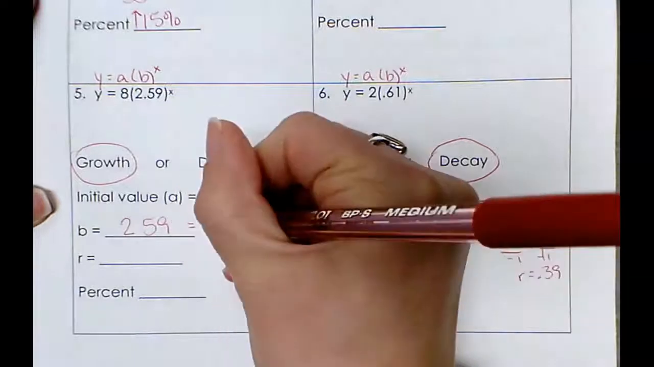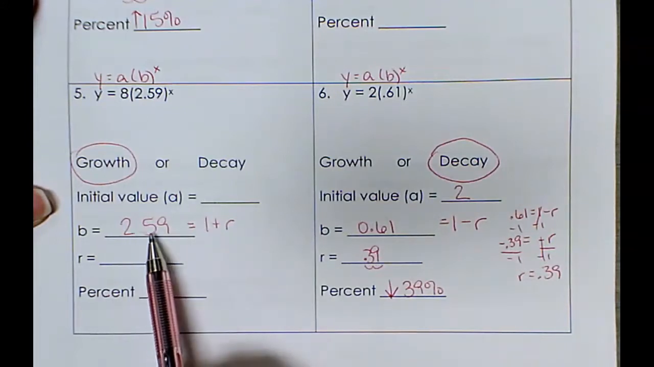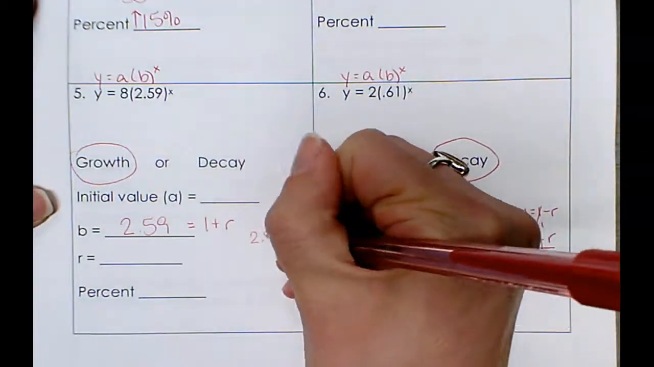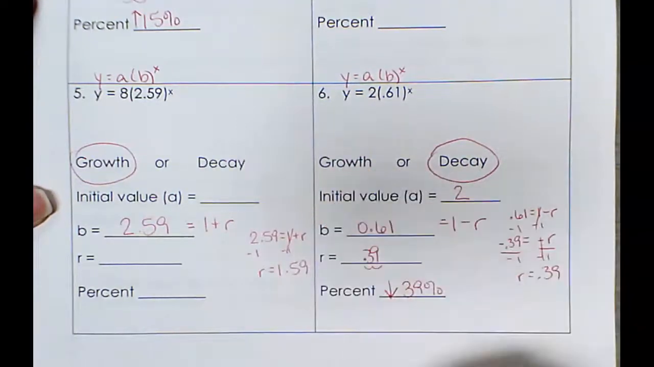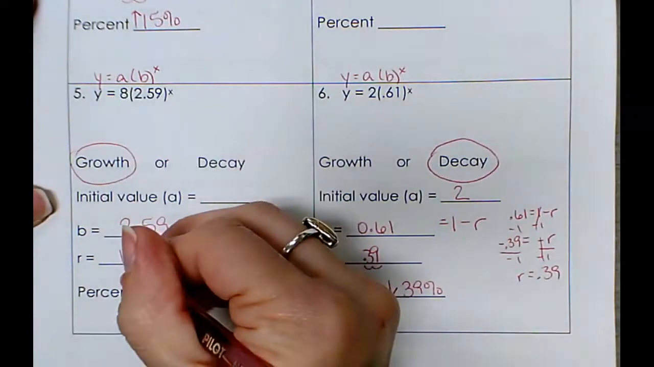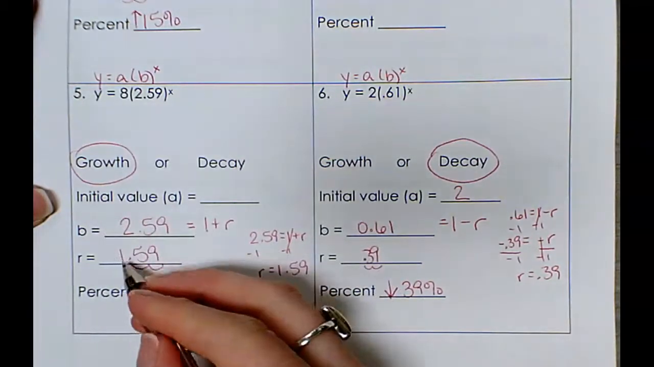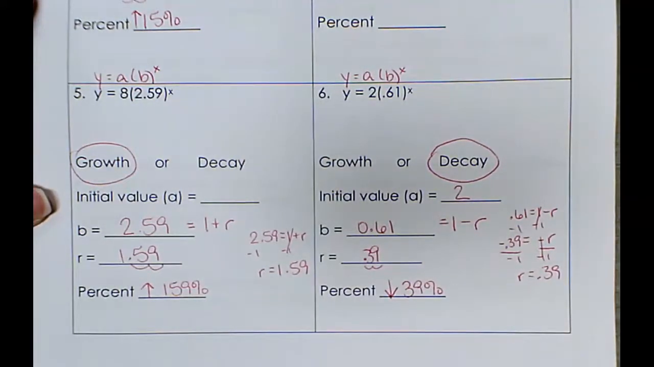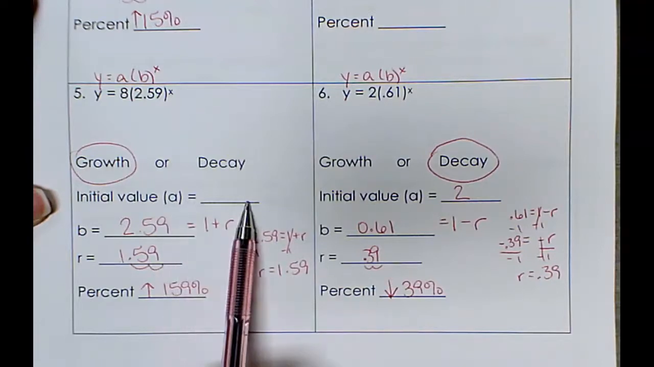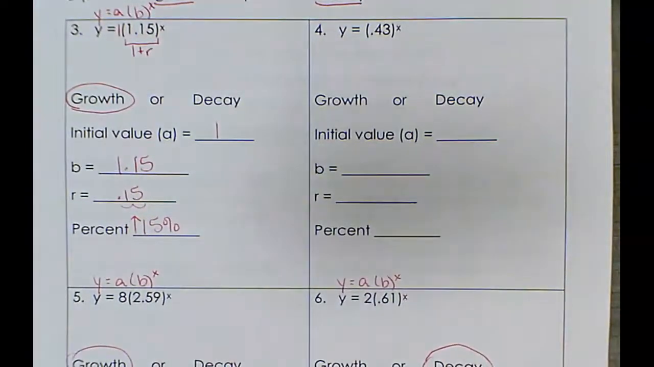However, because this is exponential growth, I need to know what the r is. What am I adding to 1 to make 2.59? And so this is a little different than the other ones, because when you subtract 1, you get an r value of 1.59. So that is your r value. And whenever you make this into a percent, you still move the decimal 2 times to the right. So this is growth, this is an increase by 159%. So more than double. So what I'd like for you to do is try the rest of number 5. We didn't write the initial value. And then I want you to also try number 4. So pause your video and see if you can get the remaining answers.